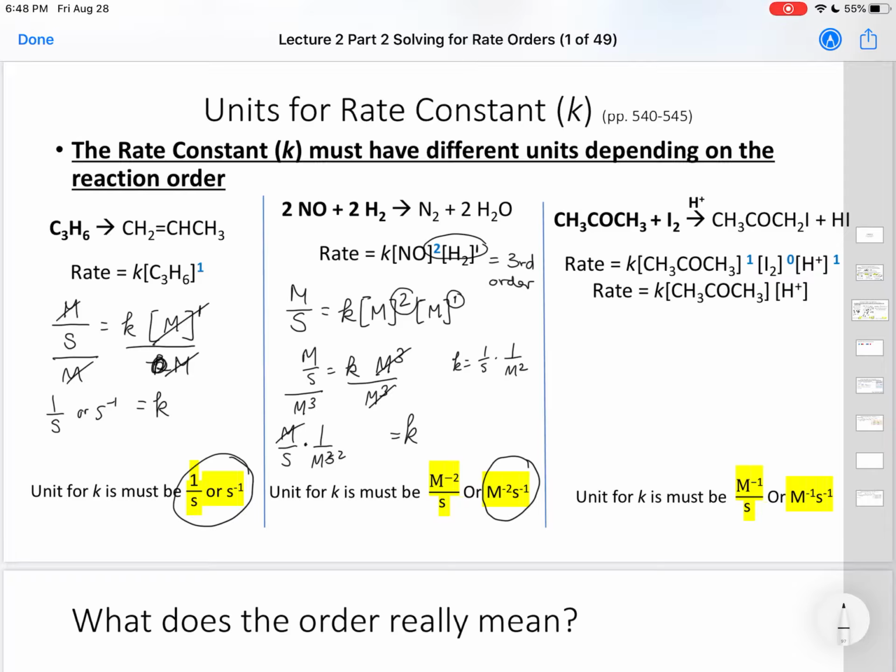That's because when you bring something from the denominator to the numerator, you have to make the exponent negative. Last but not least, if you have something like this, it is actually second order.